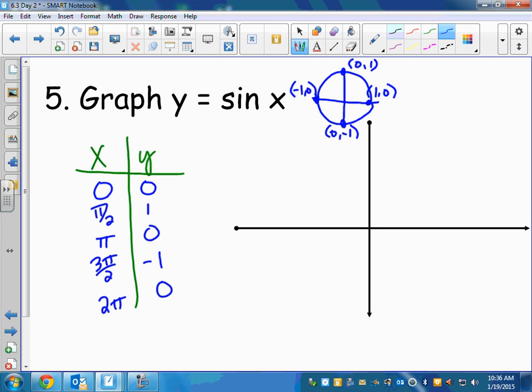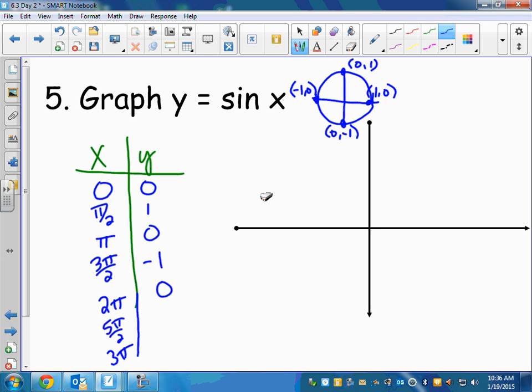What's going to happen if I kept going? We don't normally graph a ton of this, but just to show you what periodic means. If I kept going more than 2 pi, so if I stopped at 2 pi and I went up here more, that would keep going to 5 pi halves, and then that would be 3 pi. So you agree that these same values are just going to repeat themselves over and over again? That's what I mean by periodic.